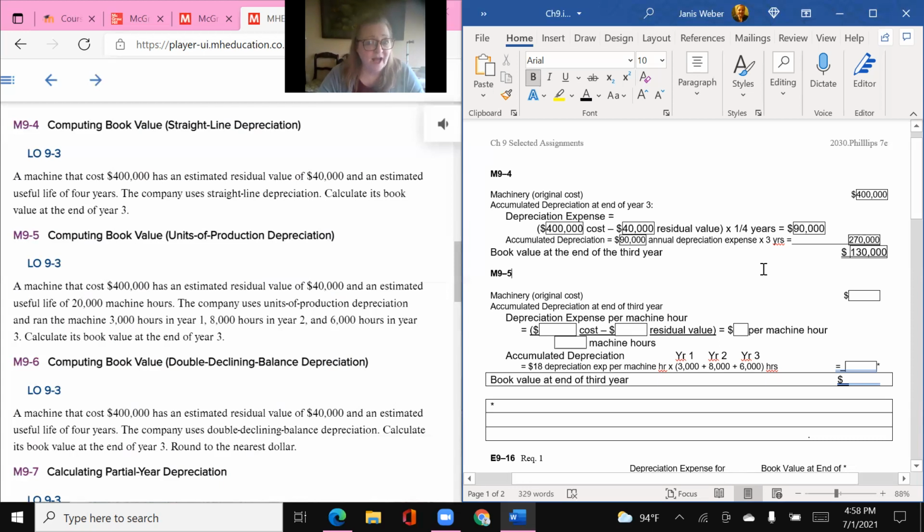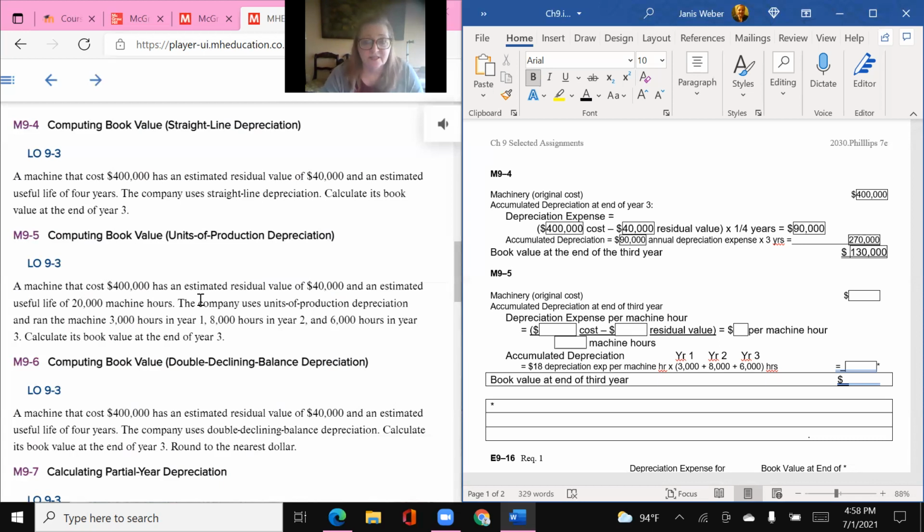Now M9-5 is asking you to do the same kind of thing, but it's asking you to calculate units of production depreciation instead. This one says the machine cost $400,000, had an estimated residual of $40,000 and an estimated useful life of 20,000 machine hours. As soon as you see that they give you a useful life based on some quantity, you can assume it's going to be a units of production kind of problem.